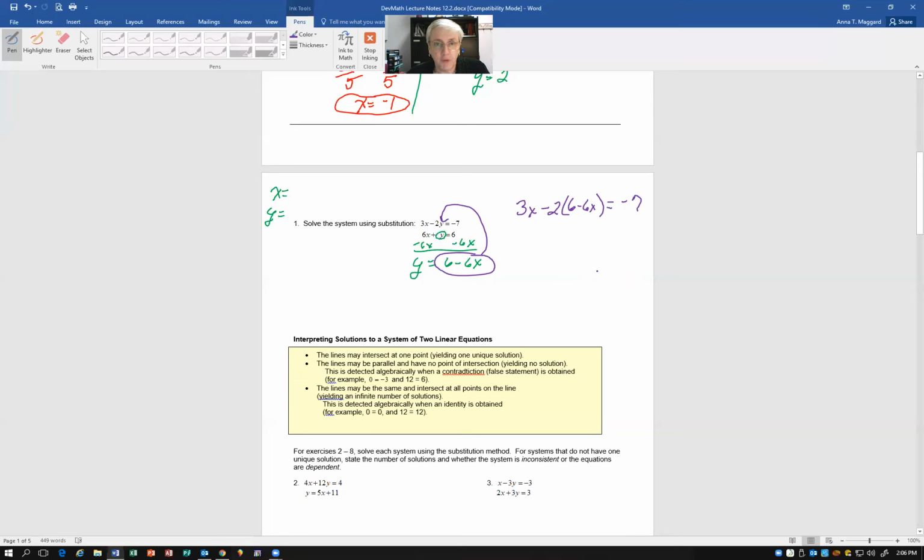Distribute, being very careful with your signs. Got 3x. Negative 2 times 6, negative 12. Negative 2 times negative 6 plus 12x equals negative 7. Negative times negative is a positive. Combine my like terms of 3x and 12x.